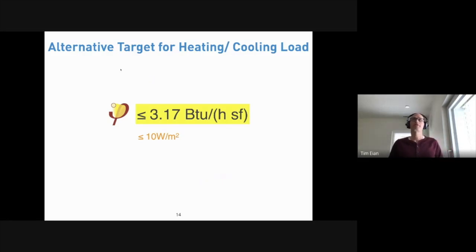Another target, this is an alternate for heating, is the on-demand heating/cooling load. If you were in a cooling-dominated climate, this would all basically work in reverse for the cooling loads, but 3.17 BTU per hour and square foot, or 10 watts a square meter, is a target that the Institute would like people to achieve. I will tell you, in a very cold climate like ours, that's a unicorn, especially in a single-family home. We can't do that, and that provides us with some paradigm shifts we'll talk about as well today.